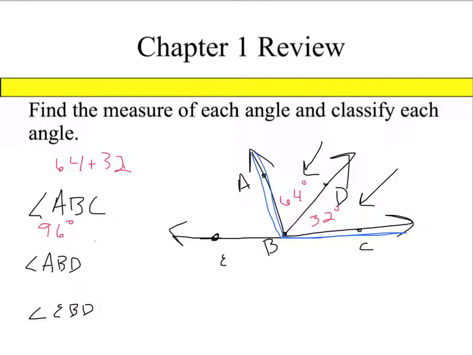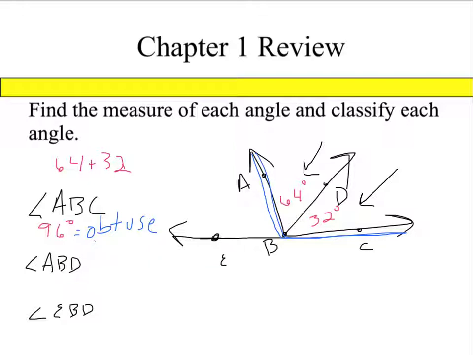All right, so 64 plus 32 is 96. Now I have to classify that angle, and a 96 degree angle is going to be obtuse. Why is that obtuse? Because it's greater than 90 degrees. An angle that's greater than 90 degrees but less than 180 is going to be an obtuse angle.